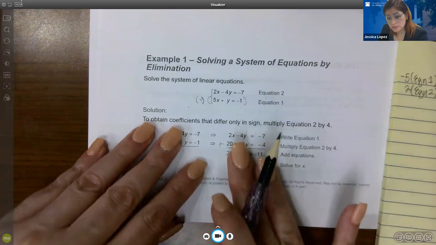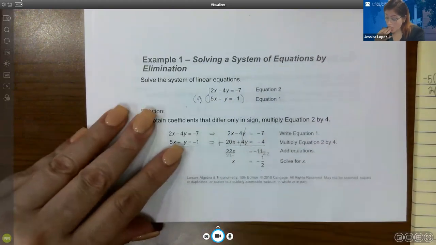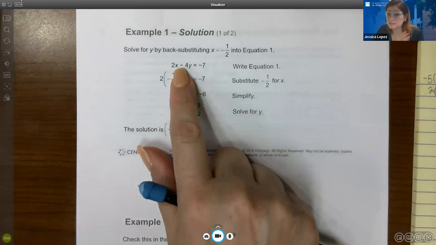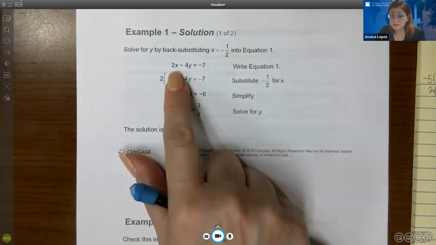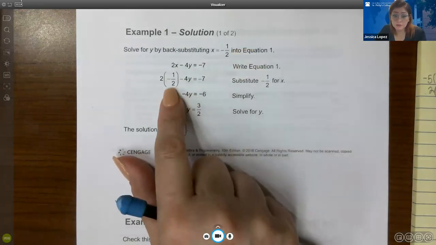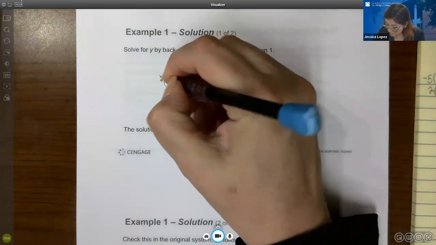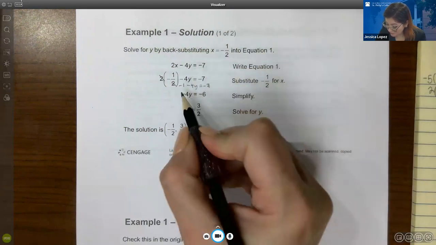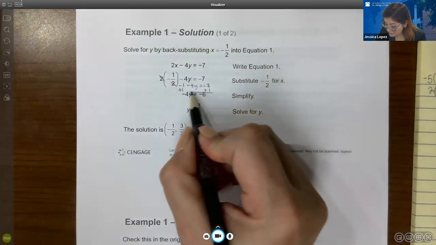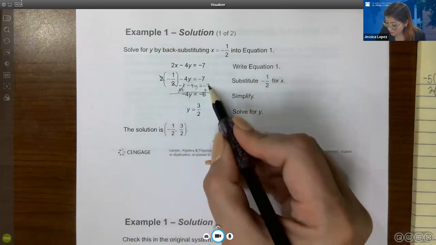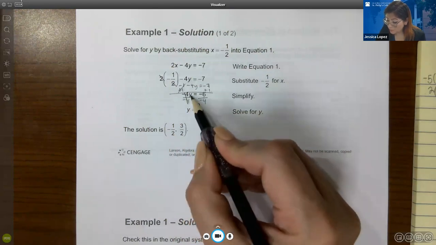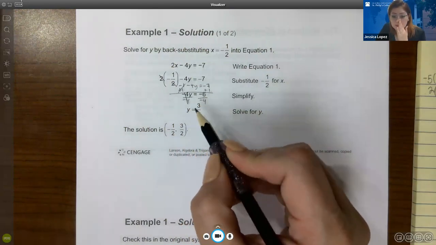Now, if someone eliminated the y's, they would have obtained this, and then they would have had to go back to one of the original equations, and it doesn't matter which one. They chose to put it back into equation 2, but you would plug that number in for x, so you would end up with negative 1 minus 4y equals negative 7. Then you would have to add 1 to both sides. So you'd get negative 4y equals negative 6. Then you would divide by negative 4. You would get y equals, and this reduced is 3/2.